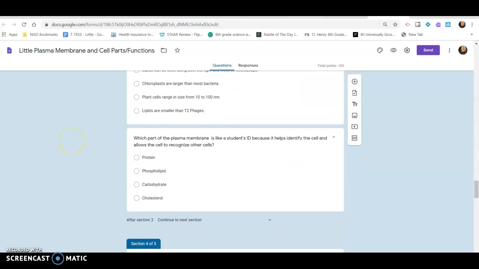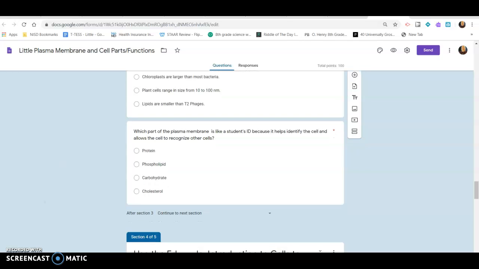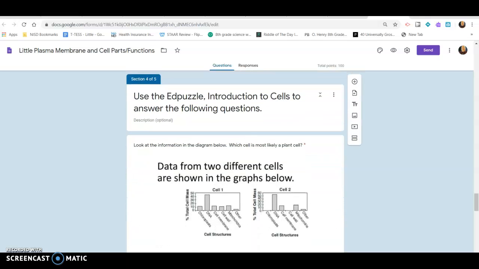Which part of the plasma membrane is like a student's ID because it helps identify the cell and allows the cell to recognize other cells? The protein, the phospholipid, the carbohydrate, or the cholesterol? Next, you'll move on to the next section.